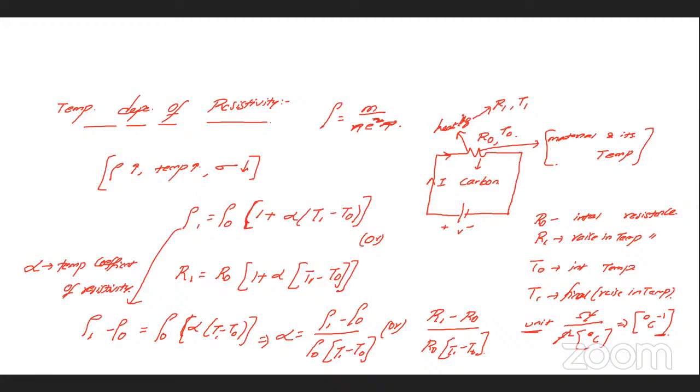Okay, right. That's the next one. When we're discussing the different materials, alpha directly depends upon the material. So alpha for metals is positive. Always remember, alpha is positive for metals.